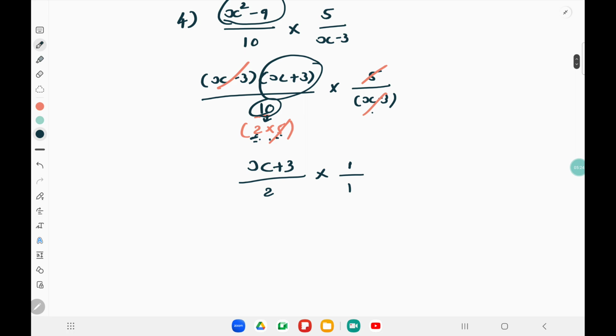If you multiply by 1, it remains as it is. Anything you multiply with 1, the answer remains that number. 2 times 1 is again 2. So this is our final answer.